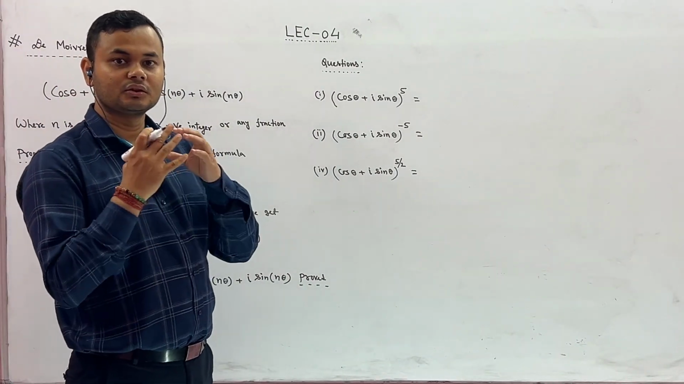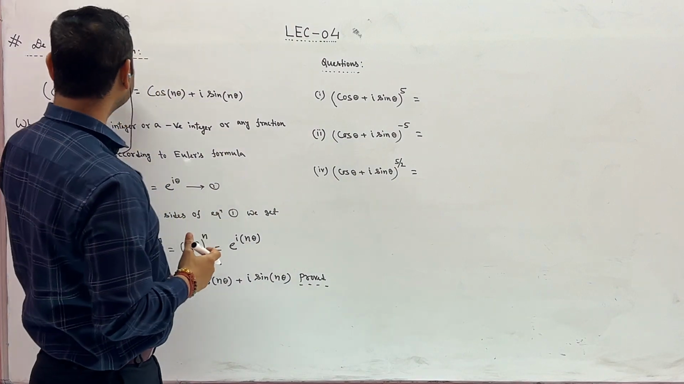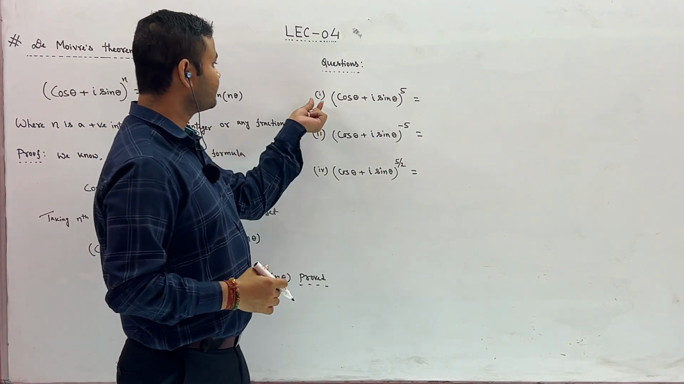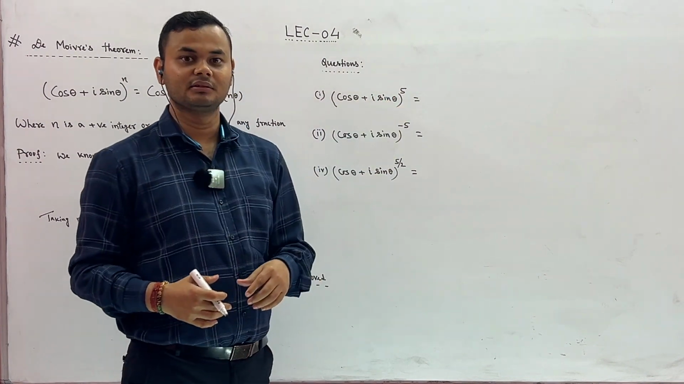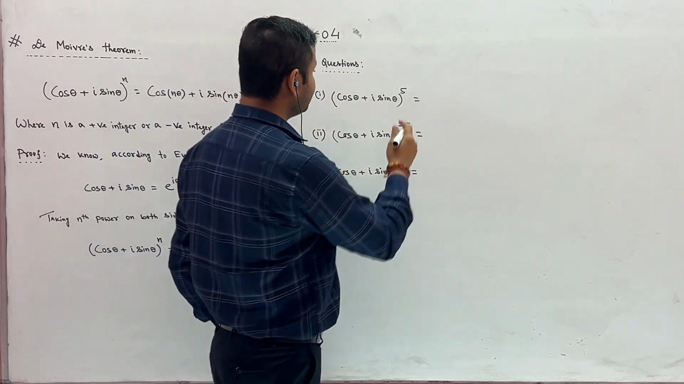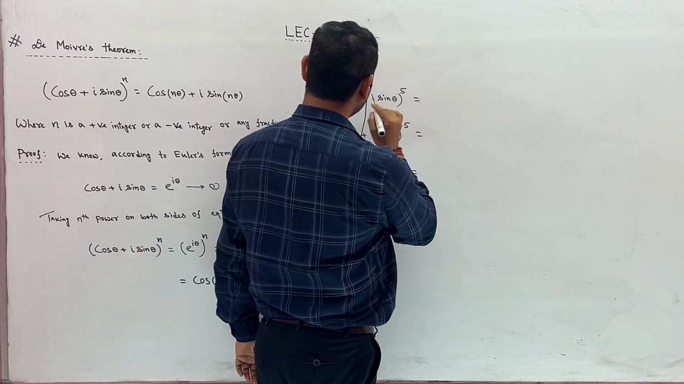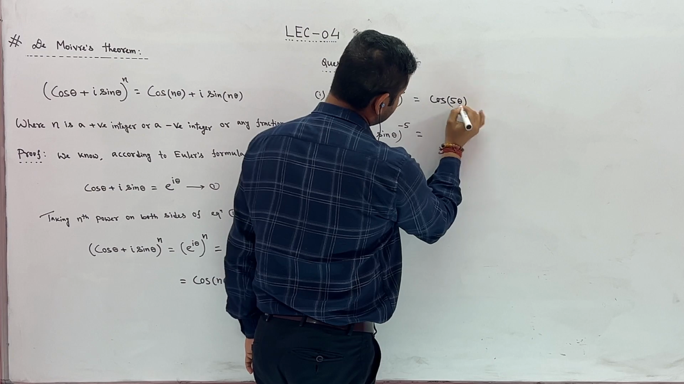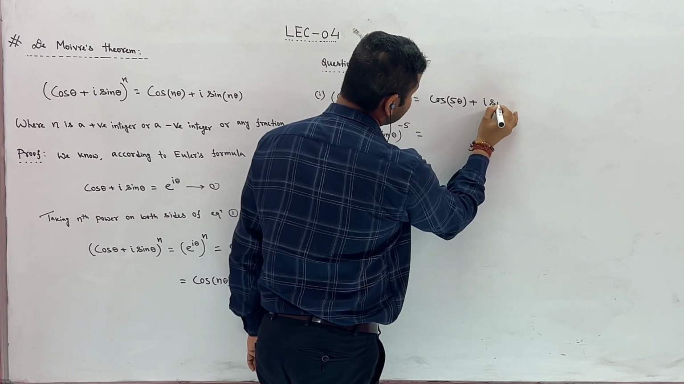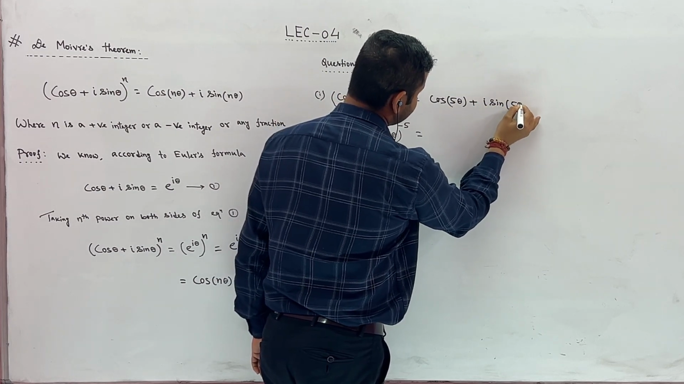Now, let us solve some problems by using de Moivre's theorem. The first problem is (cos theta plus iota sin theta) to the power 5 equals how much? So, if we apply de Moivre's theorem, we can write cos 5 theta plus iota sin 5 theta.